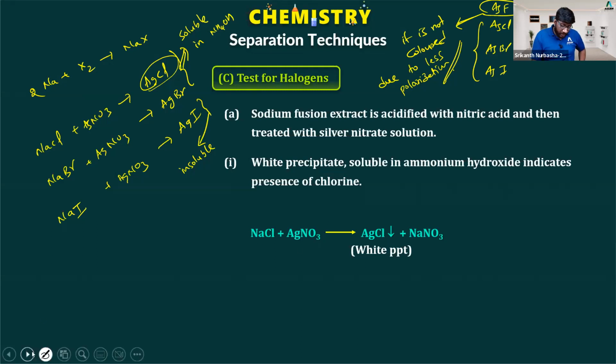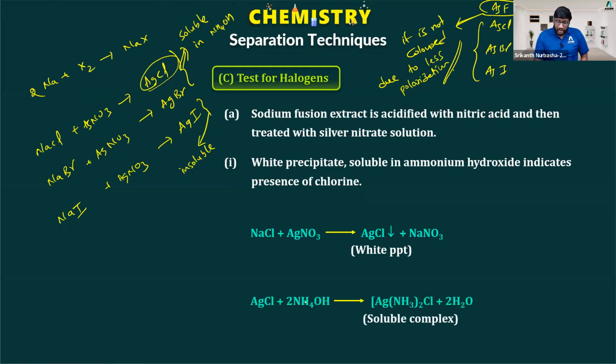So AgCl is a white PPT, and along with AgCl you get NaNO3. AgCl is soluble in NH4OH and forms a complex, Ag(NH3)2Cl. Based on the radius ratio I have explained one day, Ag+ will form complexes of coordination number 2. I have given a table also: which ion will form what type of coordination number complex? Ag+ will form coordination number 2 complexes.